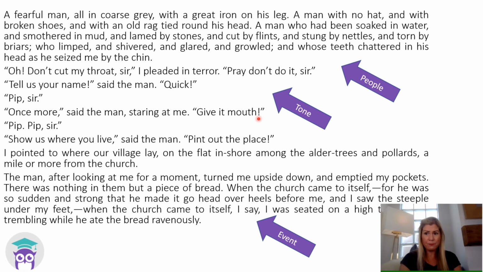And then finally, the last event, although it's described very strangely, isn't it? Because it's from Pip's perspective: after looking at me for a moment, turned me upside down and emptied my pockets. But then you get his distorted view of the church steeple from being head over. So the fact that he flings him upside down and gives him a shake to empty his pockets, this is an event. And of course, again, the reader is going to think, oh my goodness, is Pip going to be hurt? Is he going to be damaged? What's this man going to do? All of these things are creating tension.